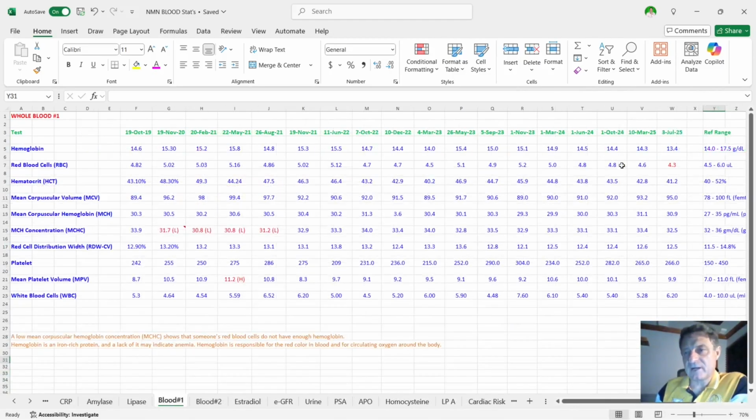Let's move on to my blood markers. All of these, apart from one, are in the blue. The one that's in the red, unfortunately, is my red blood cell count. 4.5 is the minimum. It's 4.3. Not a good score to get.